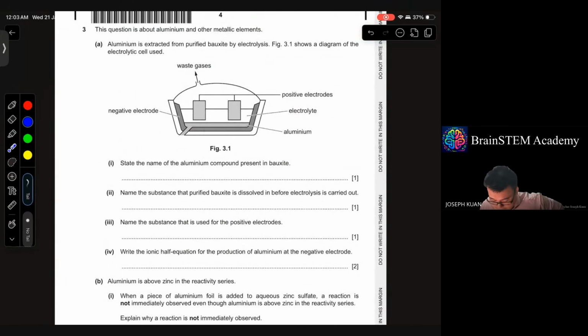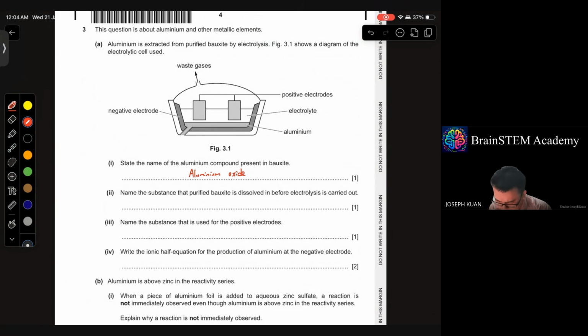So this question is about aluminium and other metallic elements, and we can extract aluminium from purified bauxite by electrolysis. So this is the diagram of the electrolytic cell. State the name of the aluminium compound present in bauxite. That's aluminium oxide. Okay, bauxite is just aluminium oxide.